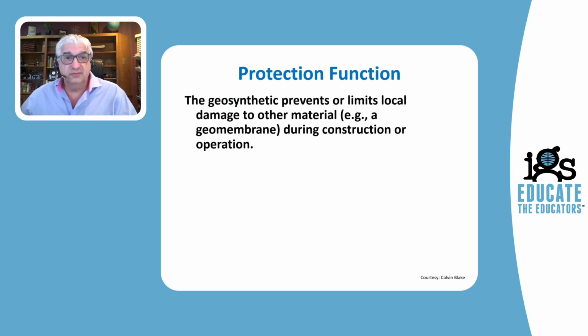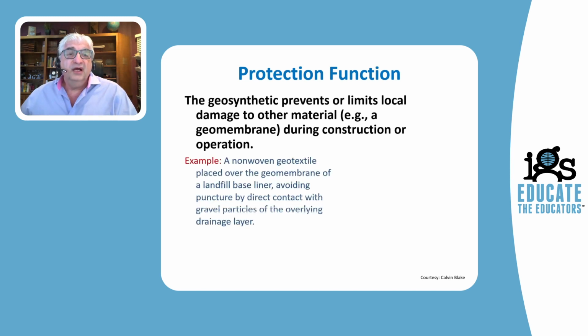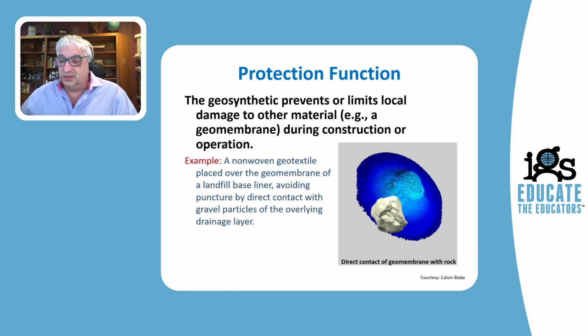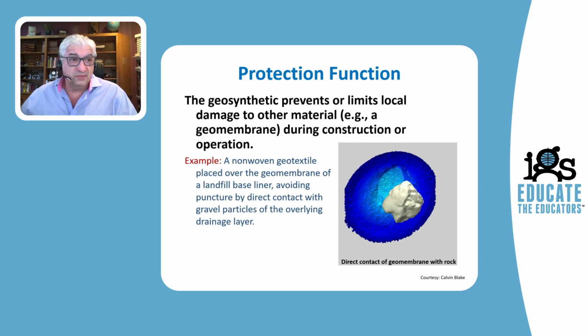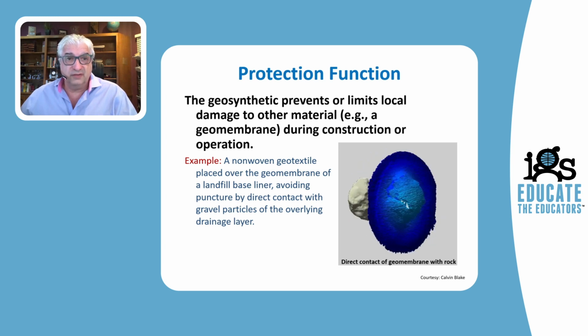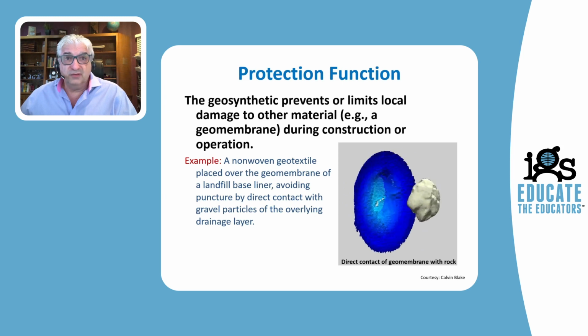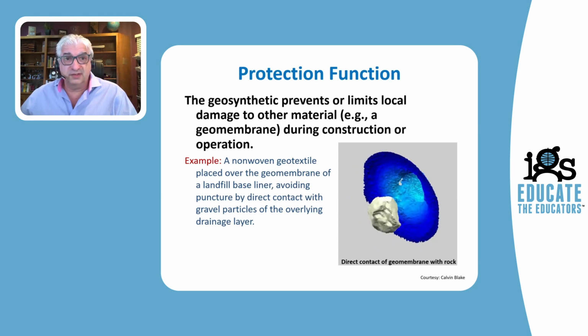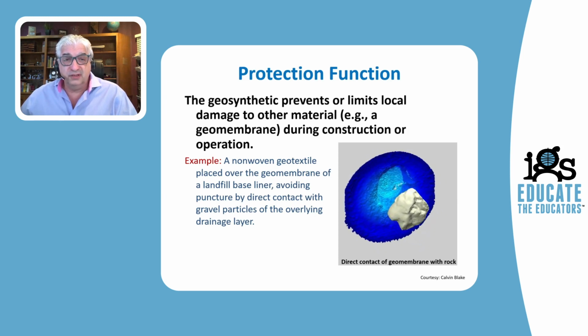And the final function that we're going to discuss is the protection function, in which the geosynthetic is used to limit local damage of perhaps another geosynthetic, for example, a geomembrane. And that is the example that we have in here, a geomembrane that is in contact with a gravel. We need to protect the geomembrane against the direct contact with the gravel. This is typically done with a geotextile that serves as a cushion, as a protection placed between the gravel and the geomembrane.